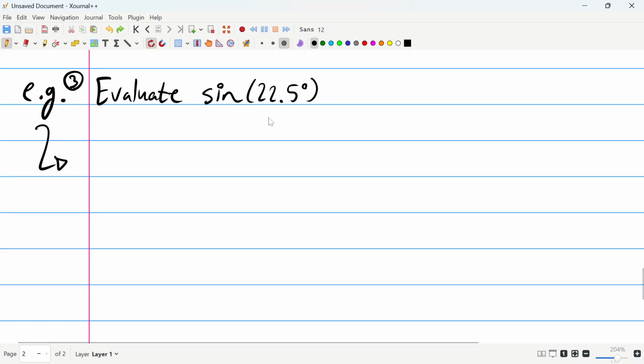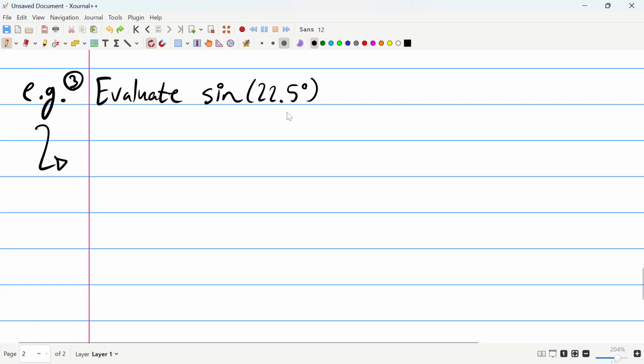So this one is very interesting because we see a decimal, first of all. What on earth are we going to do? And this is without a calculator, by the way. We can't use a calculator. Otherwise, you'll be executed. Okay. So anyway, don't pay too much attention to that one. Evaluate sine of 22.5 degrees.